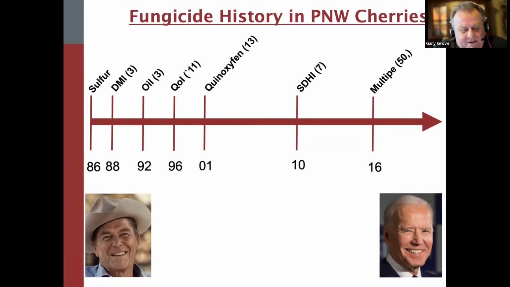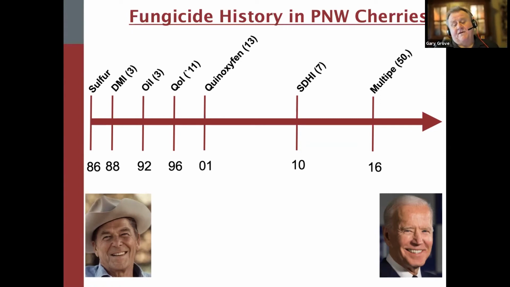But back in '86, the only thing that we had registered for mildew control was sulfur, and we only had 10,000 acres of cherries at the time. So in '88, we saw our first DMI, or group 3 fungicides. We used to call them the sterol inhibitors. We incorporated hort oils into the programs in '92. The QOIs, or strobilurins, group 11s, became available in '96. And again, this drawing is not to scale.